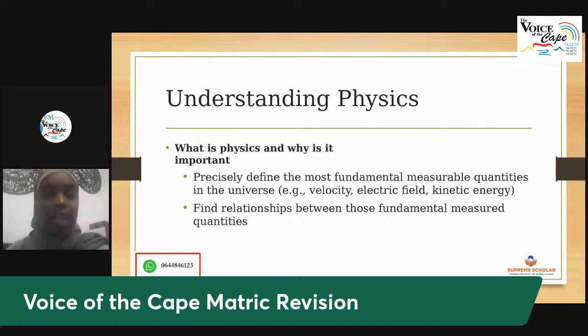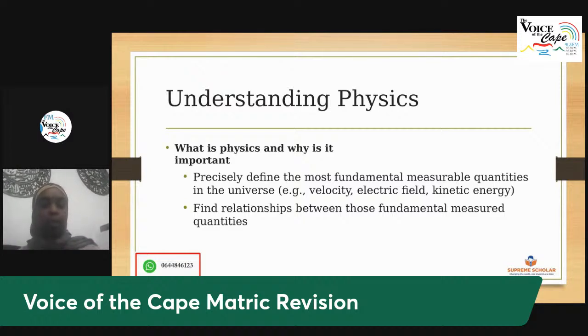Okay, so let's understand physics. A lot of us have a negative attitude towards mathematics and especially physics. We know that physical science has two branches: the physics aspect and the chemistry aspect. But today we are only going to focus on physics. Why is physics important and why do we study it? We live in a very complex universe that encompasses a lot of things. To put it in simple terms, as the definition says here, physics defines the most fundamental, measurable quantities in the universe.